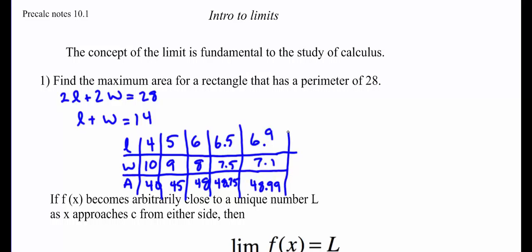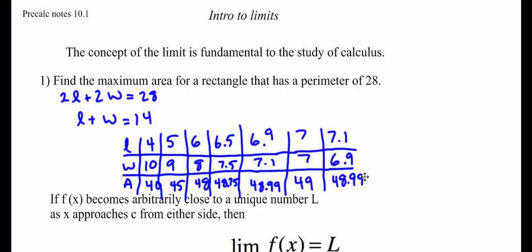48.99. I will go ahead and put 7 on here for reference. If it's 7 for the length, it's 7 for the width, so our area would be 49. And then when we go to the other side of 7, maybe we could do like 7.1. We could just use the same numbers we used over here. We'll get the same area. So the point of this is to say, as you approach the length and width both being 7, that area approaches 49. So the max area is 49 square units.